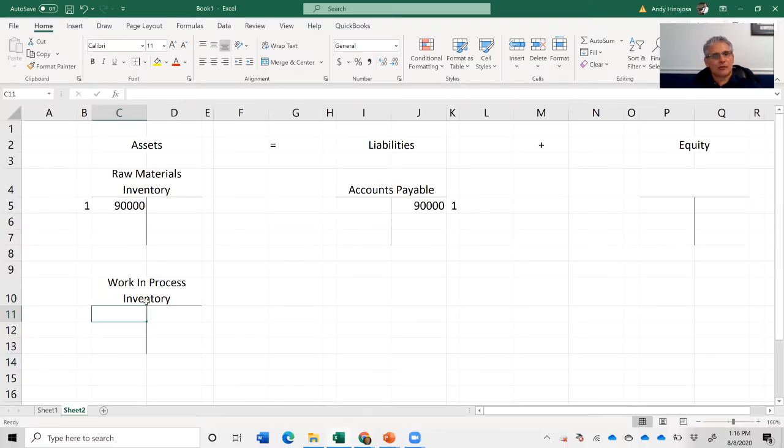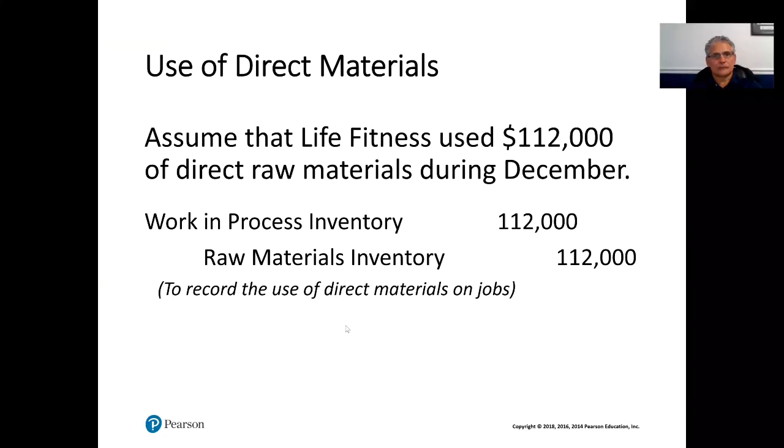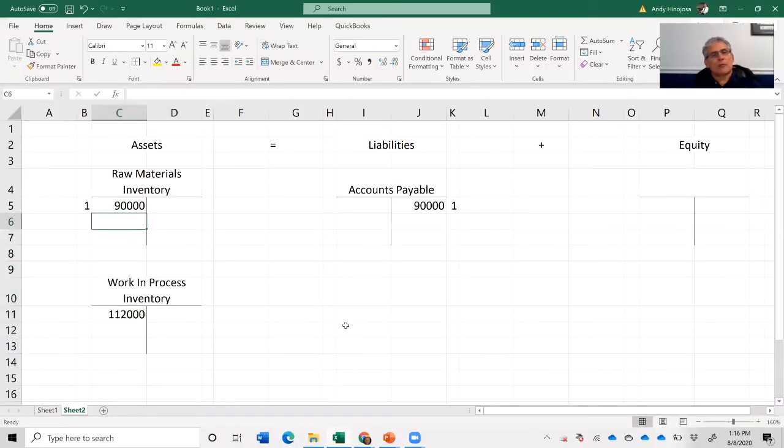So we create an account called work in process inventory. Mind you, that's still under assets. So $112,000, and we're going to credit raw materials inventory. Now what this must assume, I'm going to put it down here so that we don't get too confused. That must assume that we have a beginning balance, because you can't add it and then end up taking out 112,000. You'll end up taking out more than what you had. So you had to have a beginning balance, whatever that is.